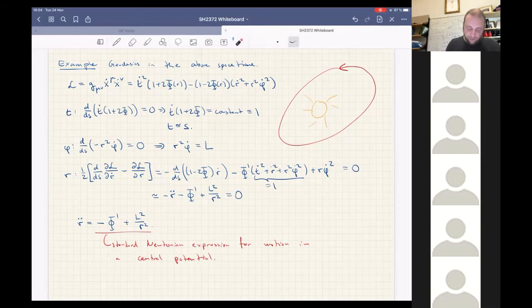So we have the radial force, so minus the derivative of the potential, and we have the angular momentum barrier.